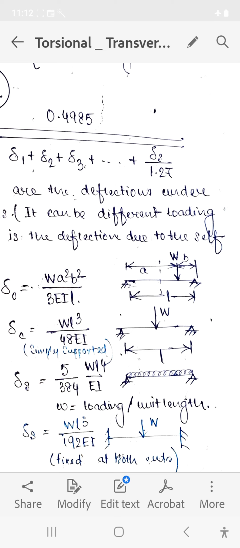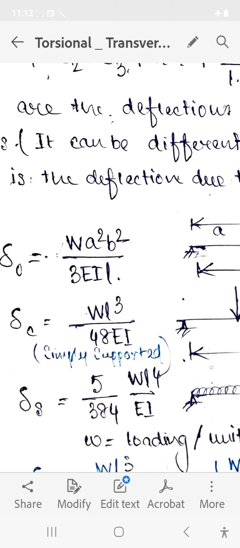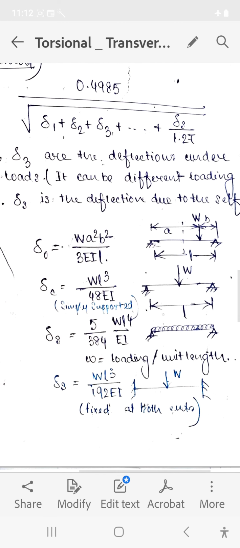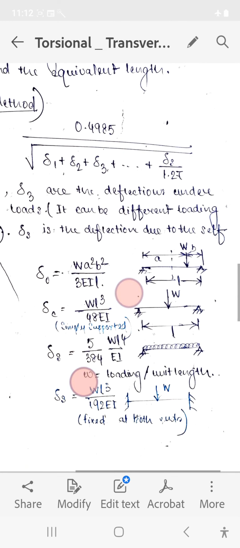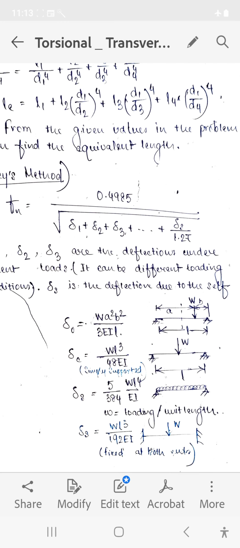Now for static loading, when both ends are simply supported with a centroidal load, it is WL cubed by 48 EI. Please note that. When the shaft is fixed at both ends with a centroidal load, it is WL cubed by 192 EI. That was for simply supported. So these are the defined loading conditions under which the deflections are defined. Depending on your problem, you will find what sort of deflection it has.